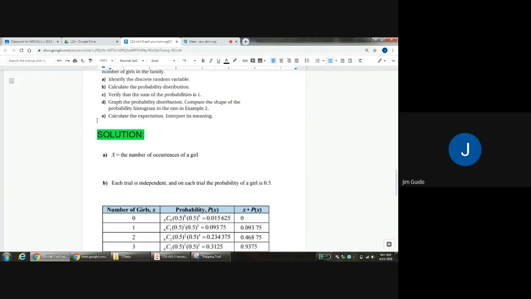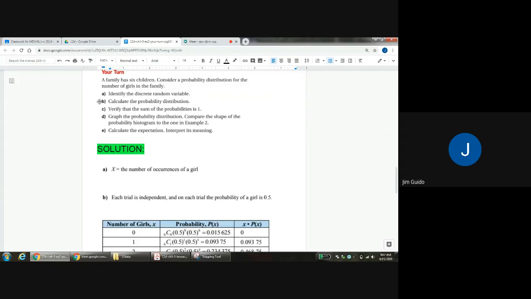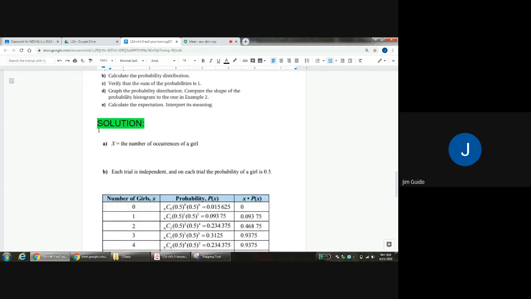B, calculate the probability distribution. And then C, verify the sum of the probabilities is 1. Part D, graph the probability distribution, compare the shape of the histogram. And finally, E, calculate the expectation and interpret its meaning. Okay, so let's continue.